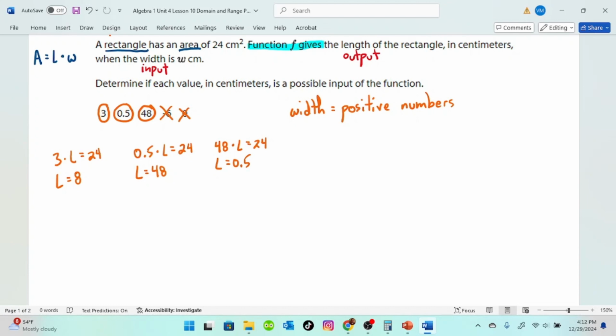The main thing we need to understand is the logic behind making this decision. I know that I need to find a width. Therefore, I know that in order to actually have a rectangle, that width needs to be a positive number. So any positive number is a possible input for this function.